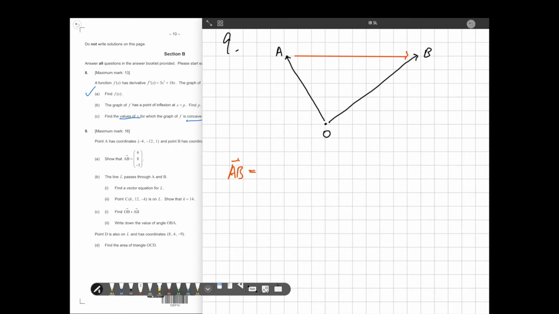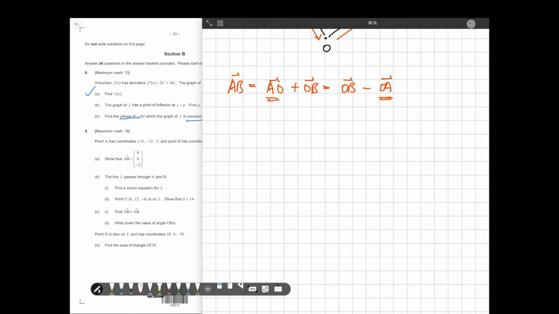To find AB means that we have to work backwards. So this is from A to O and then O to B, right? So we have AO plus OB. So it means that OB minus OA, right? So these two are equal.